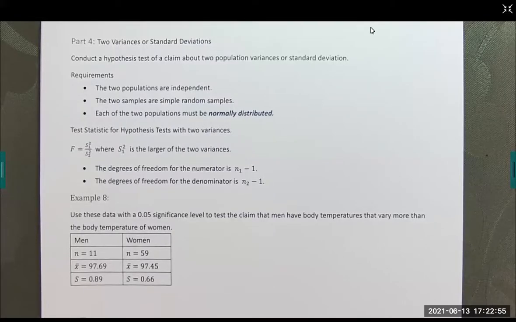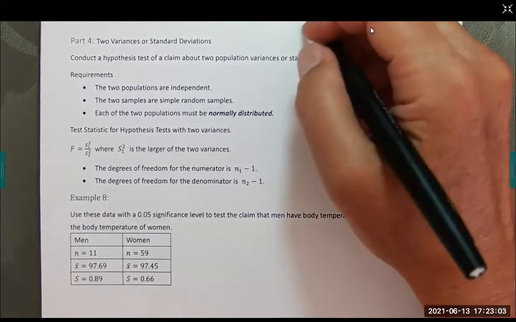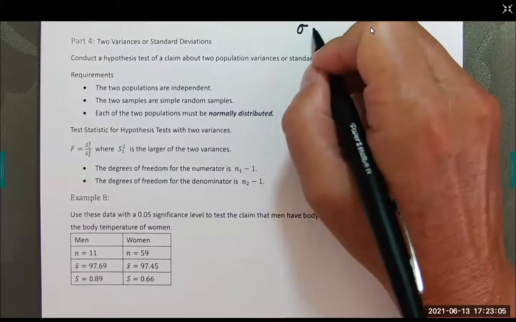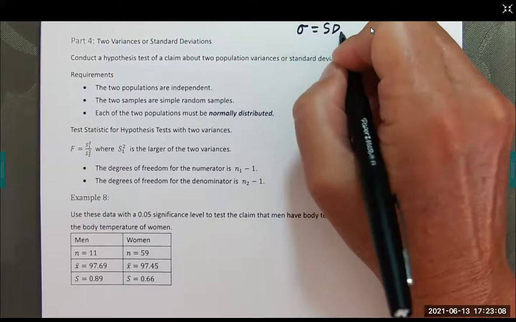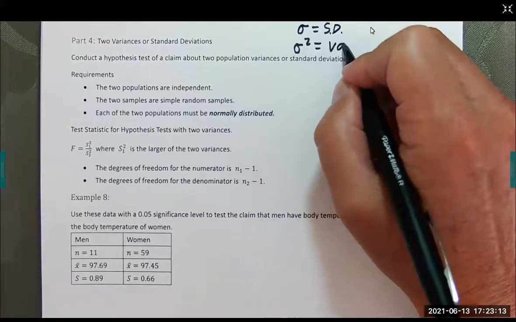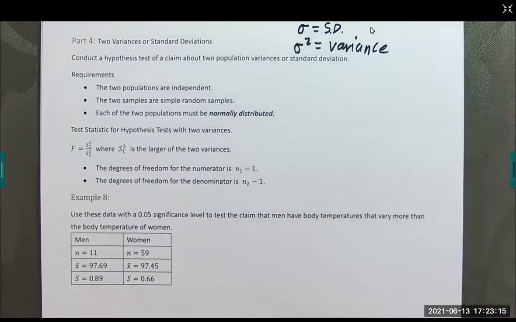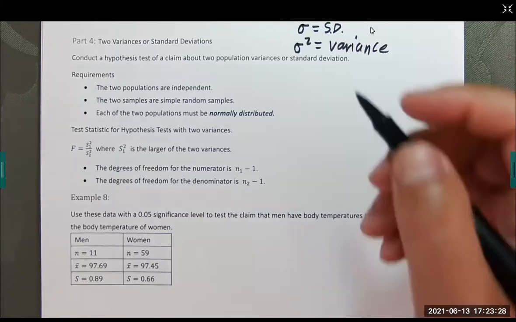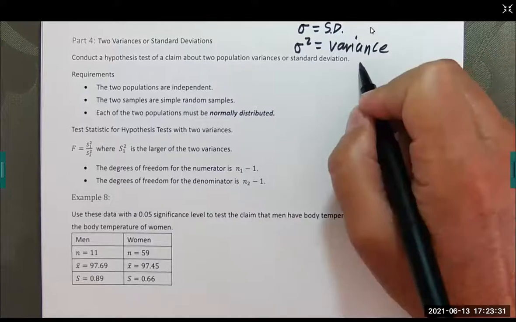Welcome back, everybody. This is part 4 in chapter 9, module 9, and now we're going to be comparing two variances. I want to make it clear, our standard deviation is here. If you remember, variance is actually our standard deviation squared. And we're going to conduct a hypothesis test of a claim about two population variances, not standard deviations, it's just going to be variance for what we're doing here. And this is going to introduce us to what's called an F distribution.